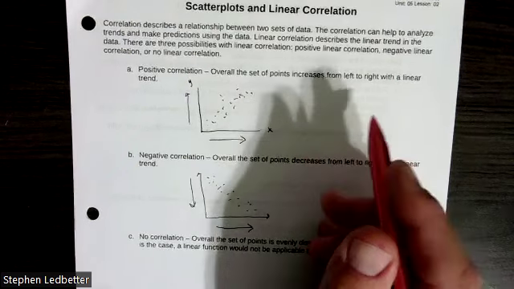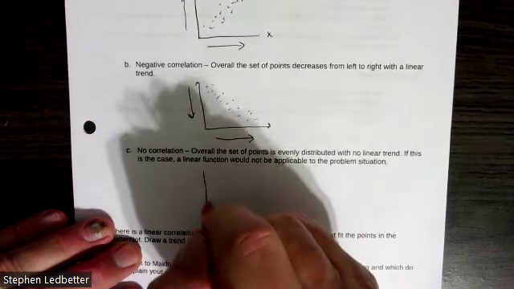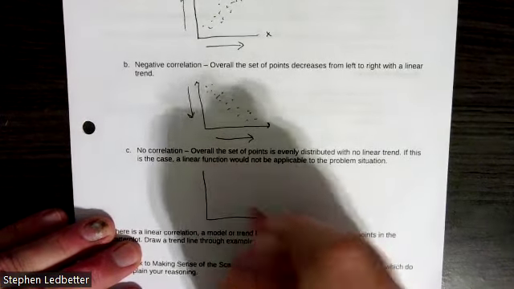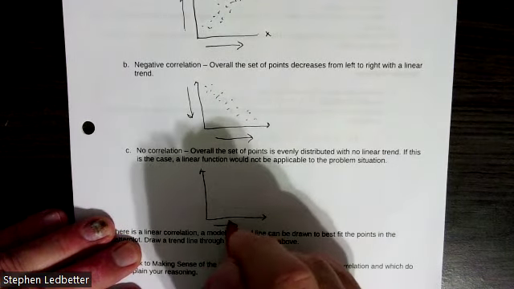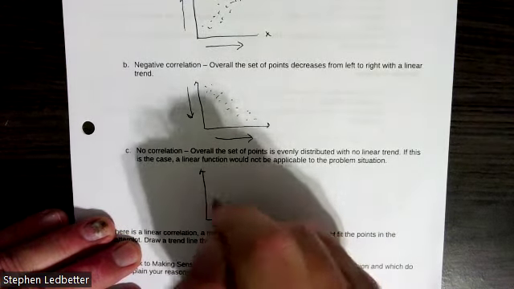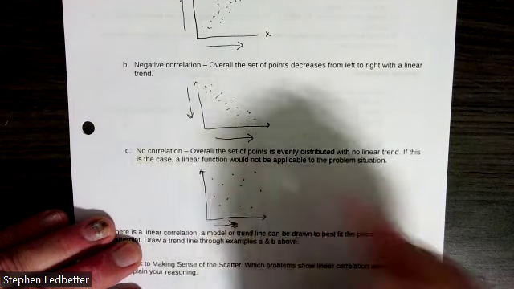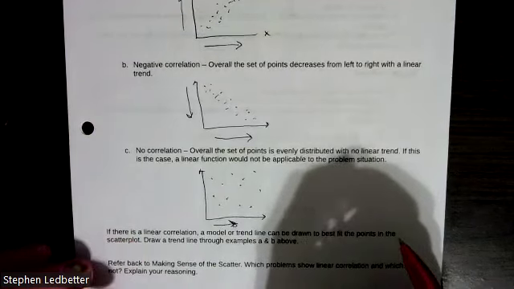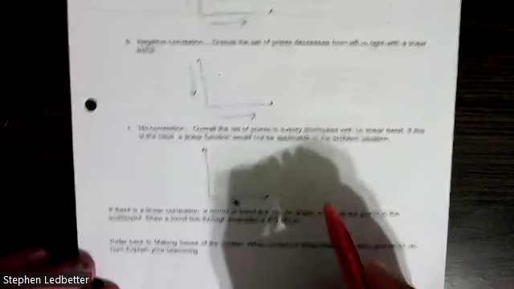So, no correlation. It's this right here. That's where there's no pattern. As X goes across and increases, there actually is no pattern. The dots don't make a negative nor a positive motion. So this is no correlation, no pattern.